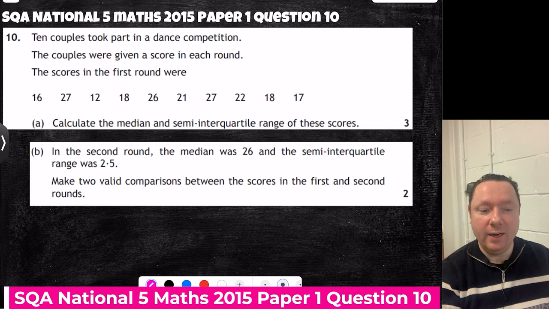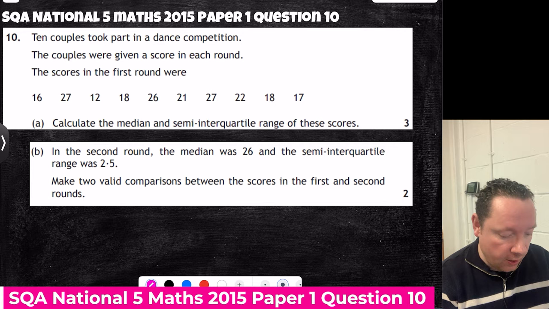National 5 Maths, question 10 on median and quartile range. 10 couples took part in a dance competition. The couples were given a score in each round, and here are the scores for the first round. It says calculate the median and semi-interquartile range.